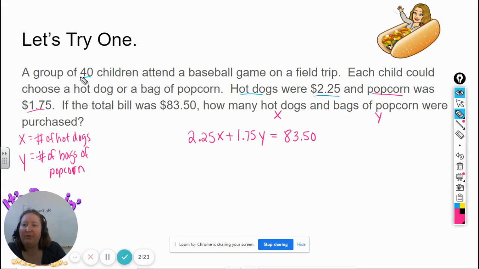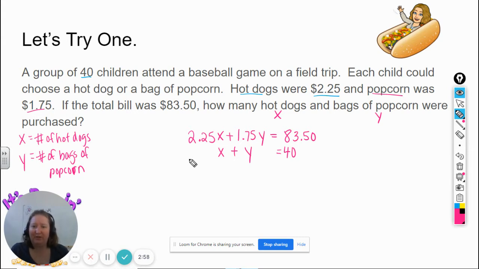Okay, then we have another number, and we need two equations. 40. 40 what? 40 children. What are the children doing? They're getting a hot dog or a bag of popcorn. So we're going to take the number of hot dogs that were purchased and the number of bags of popcorn, and that is going to total 40. Okay, there's lots of different combinations that could work, but there's really only one combination that's going to make these prices hit this total, and then those same values to add up to 40. When you get to this point, this is when you have your system.